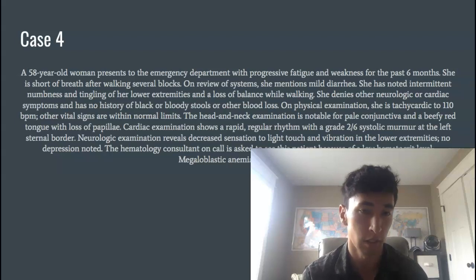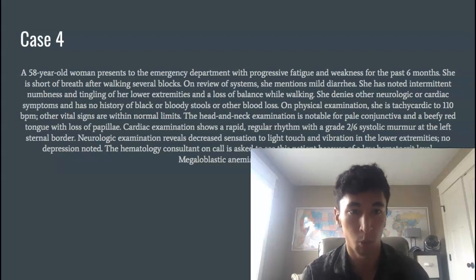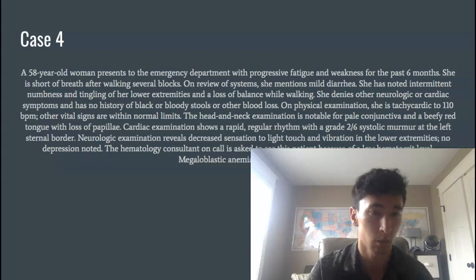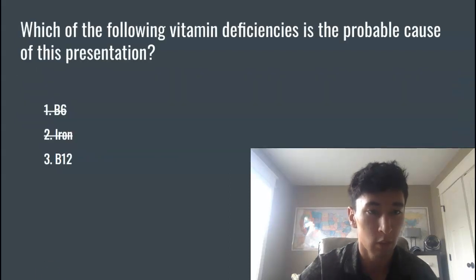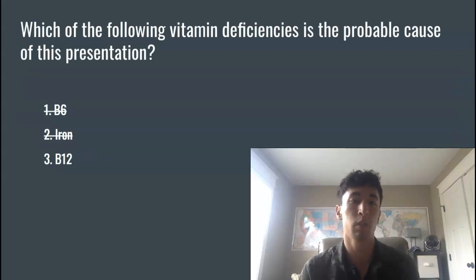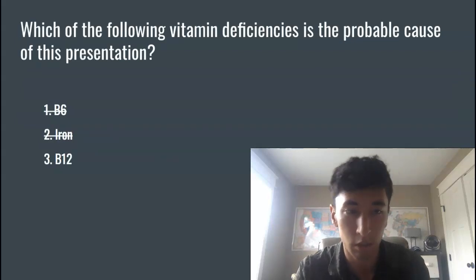And obviously, she was taken into a physical exam. They had some worrisome findings following that, and more of those worrisome findings lead to a deficiency in B12 as the probable cause for the patient's presentation, as we'll get into in this next slide right here. So which of the following vitamin deficiencies is the probable cause for this presentation?